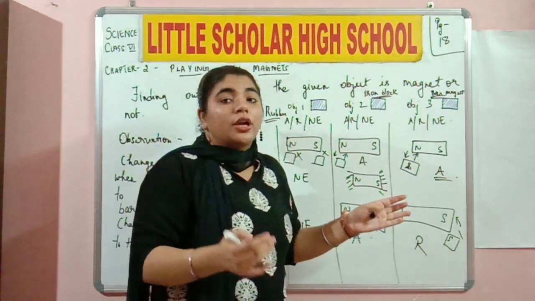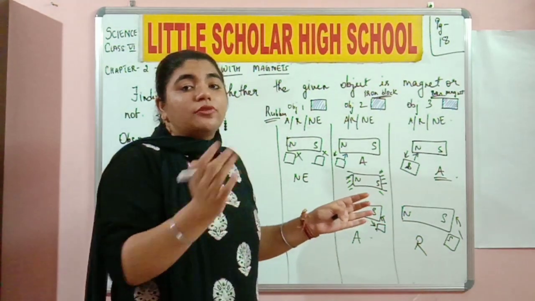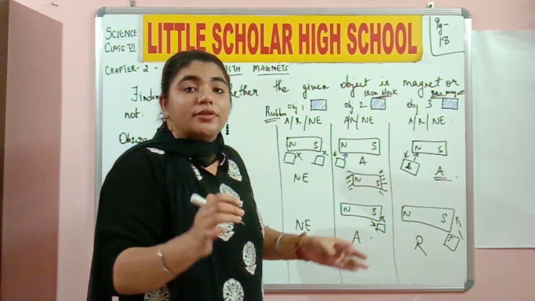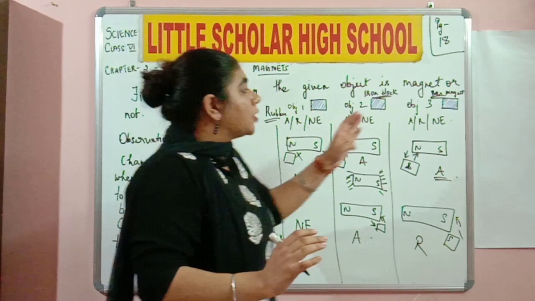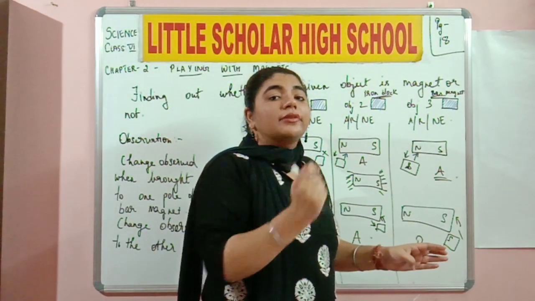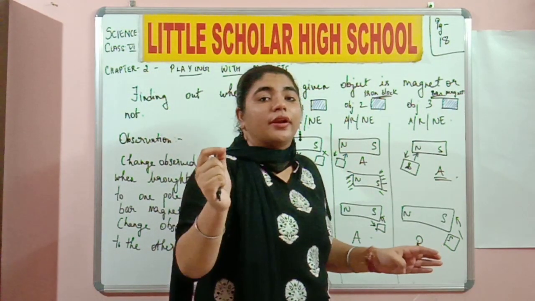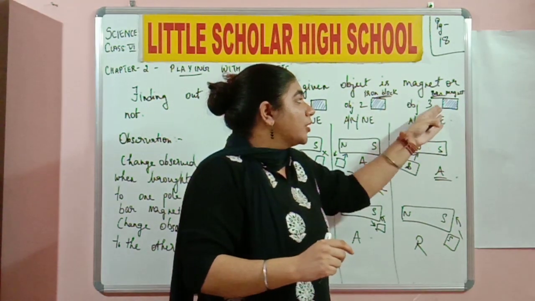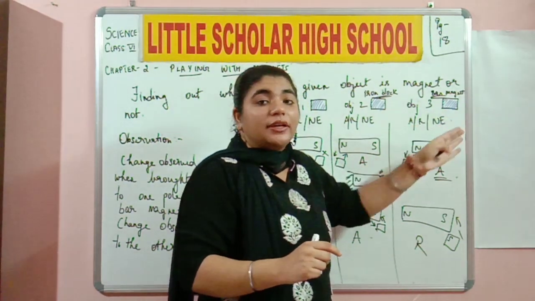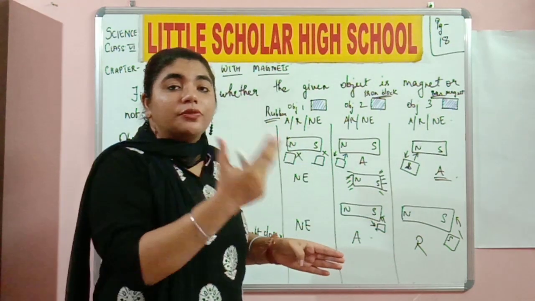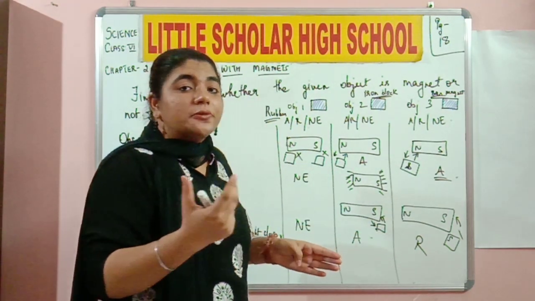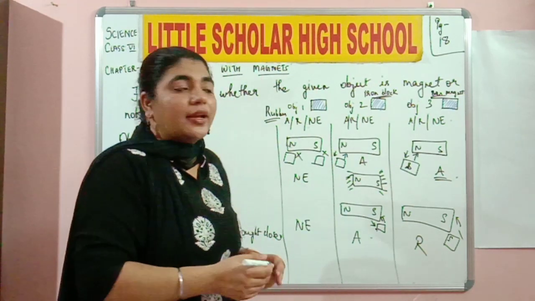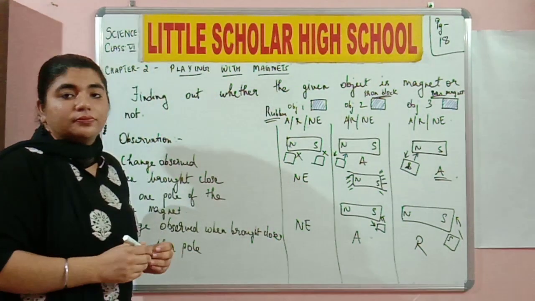The second object was attracting to both the ends of the bar magnet. So I came to a conclusion that the second object is a magnetic substance. The third object was attracting to one end and repelling to the other end. So what is the conclusion over here? That the object that I have taken as object number 3 is a proper bar magnet with north and south poles. That is why it was showing me both attraction and repulsion. Did you understand now? Let's move further.